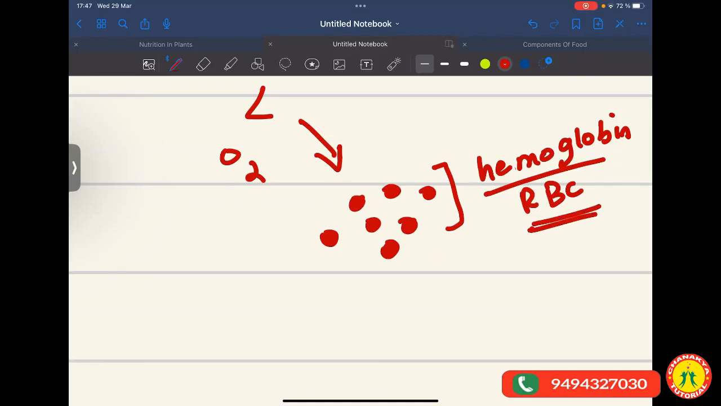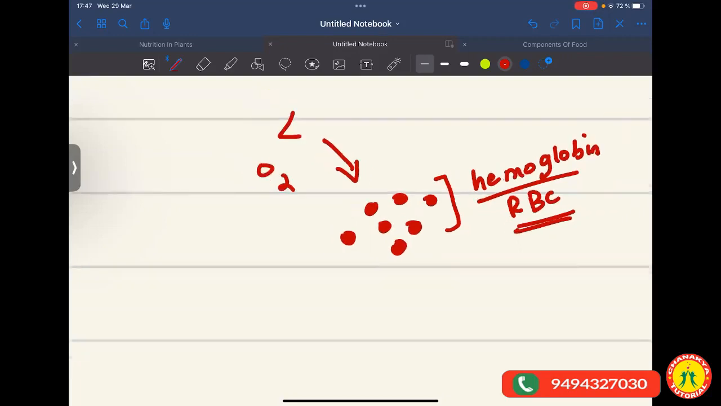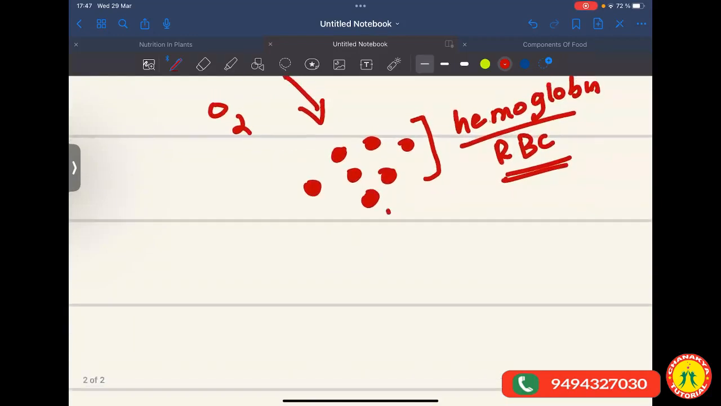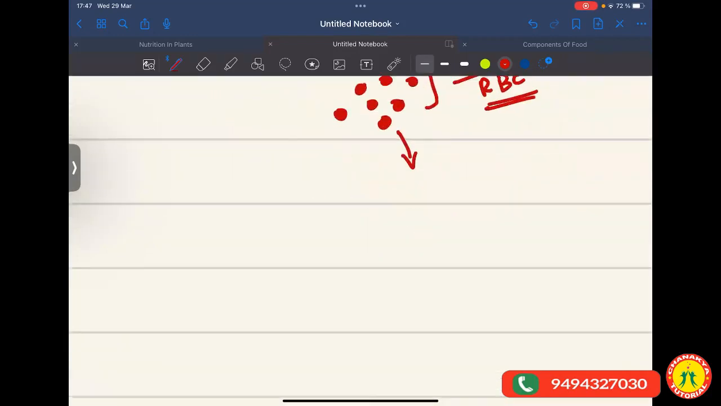If this oxygen is removed, it will turn into a blackish blue color. Have you seen dead bodies? When they are left for a long period of time, they turn blackish blue. Why? It's because there is no oxygen supply in the body. So it will reach the red blood cells. And where are the red blood cells formed? It is formed by our heart.